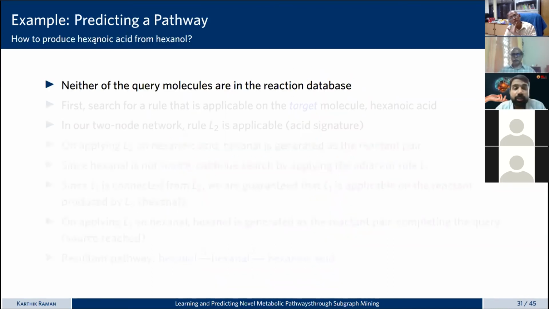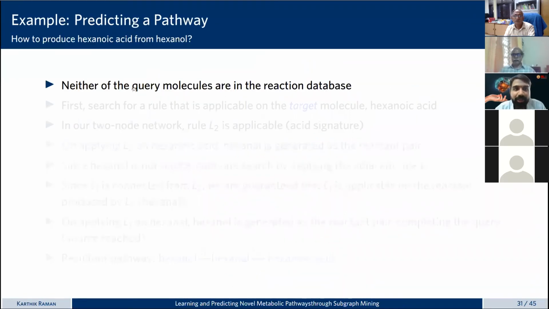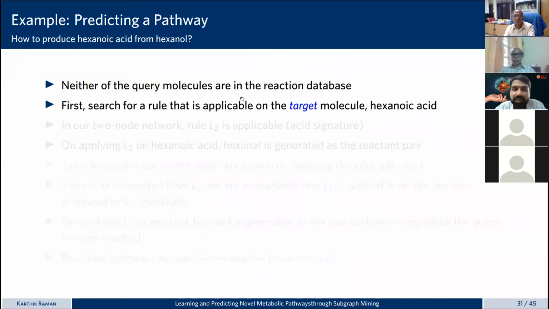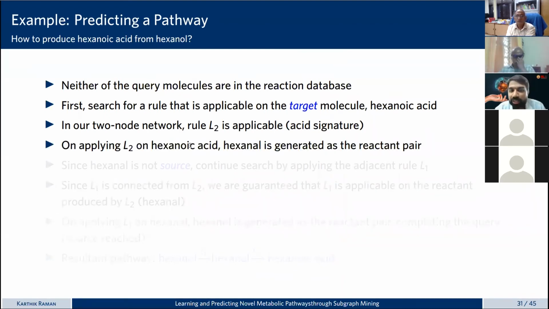Can you predict if there is a way to produce hexanoic acid from hexanol? Do you think there are enzymes that could do that job? And you can quickly infer that these would be the enzymes. Hopefully the enzymes that do these two reactions in sequence can do this conversion as well. But if you see, neither of the query molecules are in our reaction database, neither hexanoic acid nor hexanol. So you first search for a rule that is applicable on hexanoic acid, your target. And in our two-node network, L2 is applicable because it has the acid signature. Once you apply L2 on hexanoic acid, you get the parent molecule as hexanal.